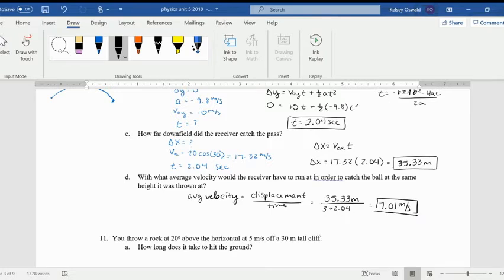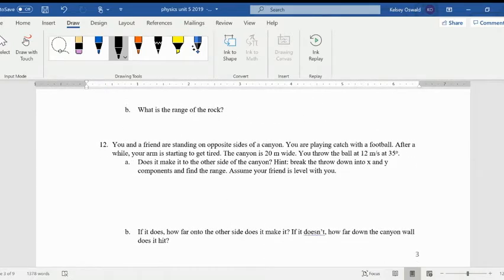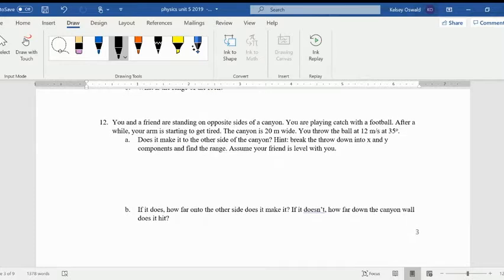Okay, so we skipped number 11, and we're going to take a look at number 12. Okay, so here you and your friend are standing on opposite sides of a canyon. You're playing catch with the football. After a while, your arm is starting to get tired. You know the canyon is 20 meters wide.